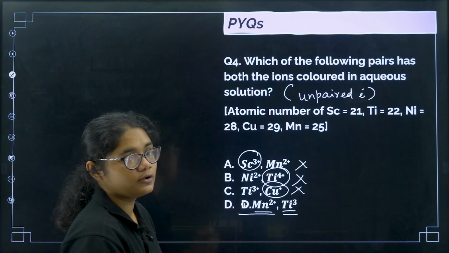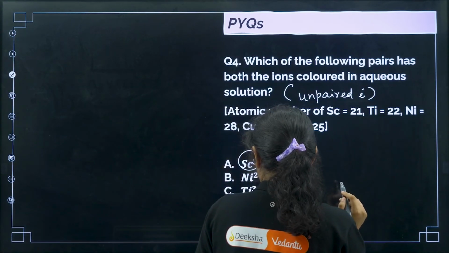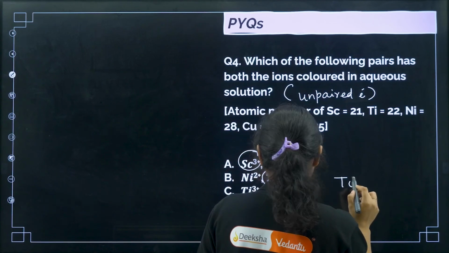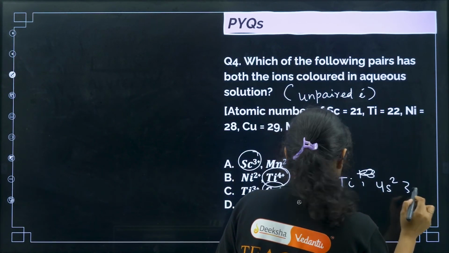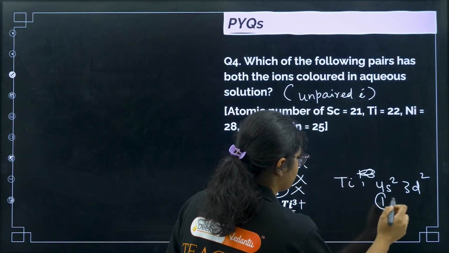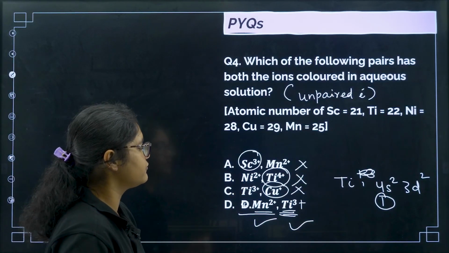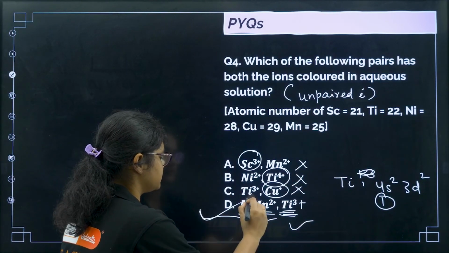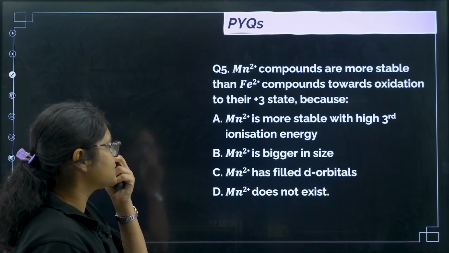Ti3+ also. Titanium is 4s2 and 3d2, right? So Ti3+ has 1 unpaired electron. So this is also having unpaired electron, and this is also having unpaired electron. So both of them will be colored. The correct answer for this question will be option number D. Okay. So last question here.